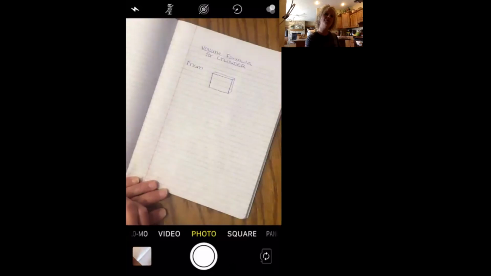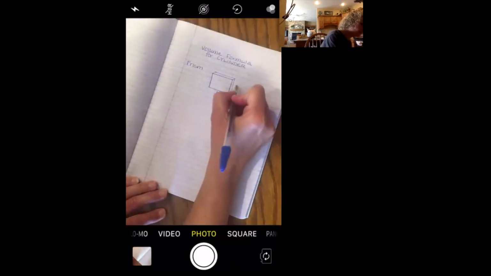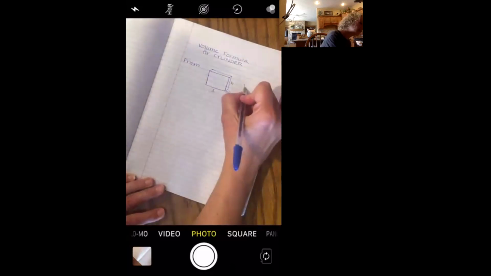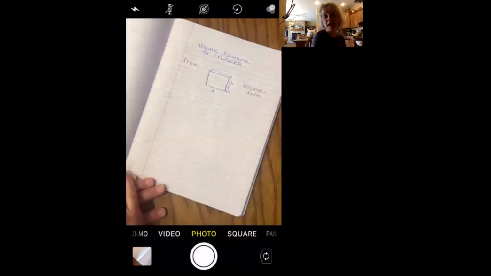So now when we find the volume of a prism, I know that you guys know that there are 3 dimensions that we are given. We are given the length, the width, and the height. Does anybody know what the formula to find the volume of a prism would be? If you said that the volume would be length times width times height, you are correct.